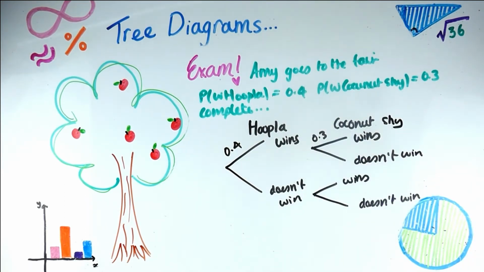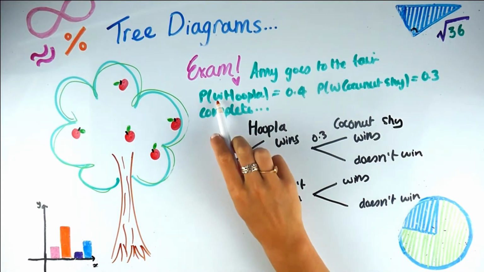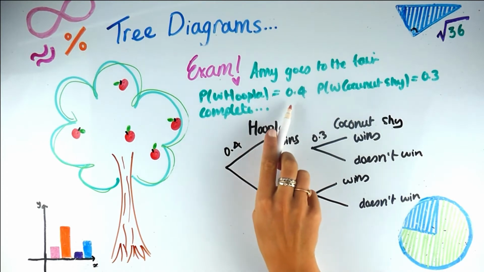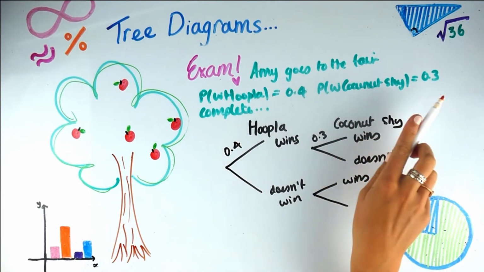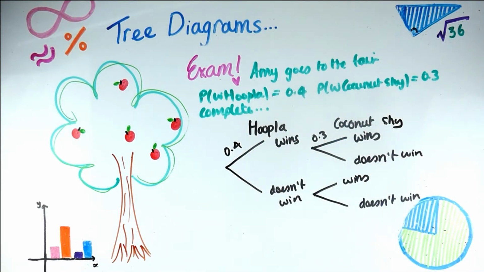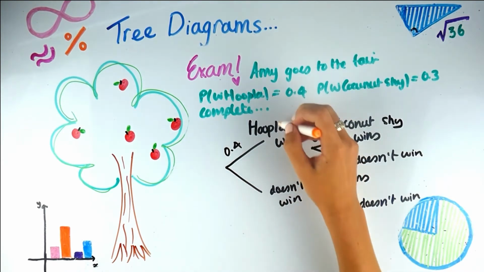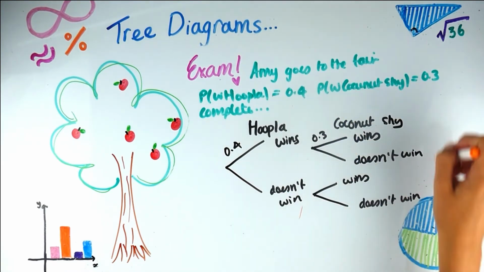Okay, so Amy goes to the fair, and I've kind of briefly summarised this. The probability that she wins Hoopla is 0.4, and the probability she wins Coconut Shy is 0.3. Complete this tree diagram. So this is the Hoopla column, and this is the Coconut Shy column.